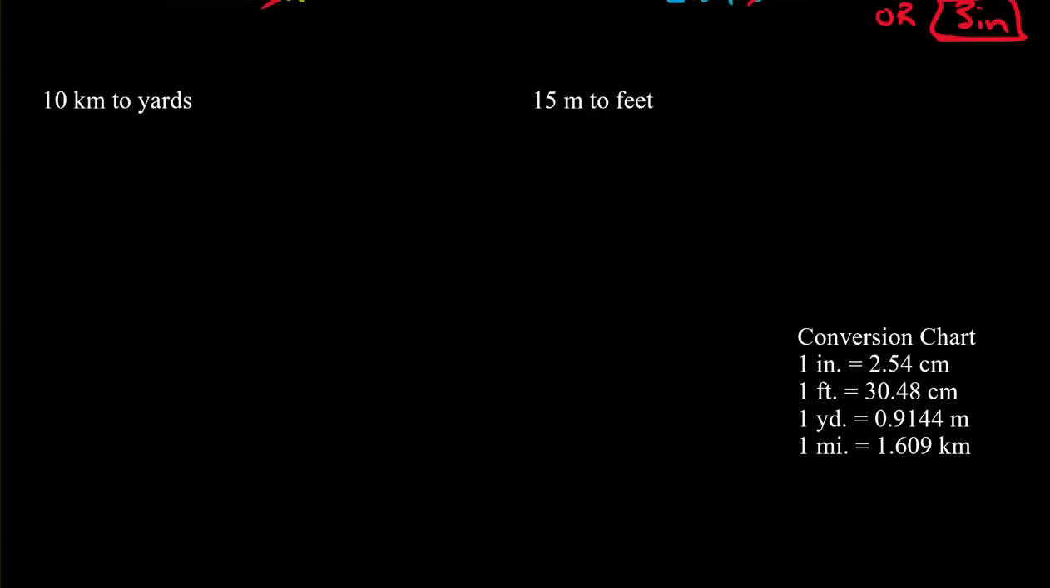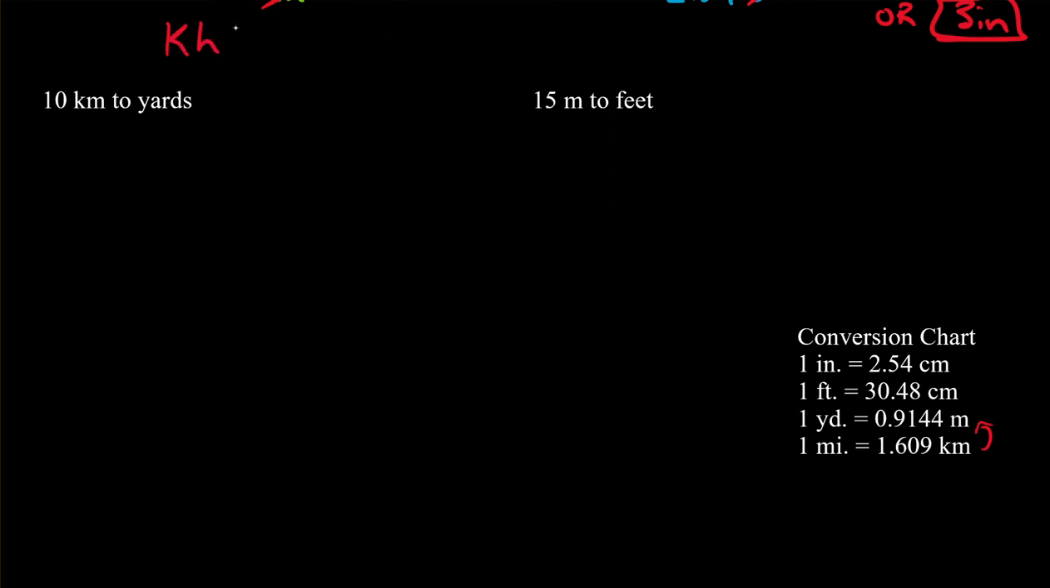Let's try some more examples. We want to convert from 10 kilometers into yards. Can I go straight from kilometers into yards? No, I can't. But what I can do is go from kilometers into meters first, and then go from meters into yards. So let's do that.